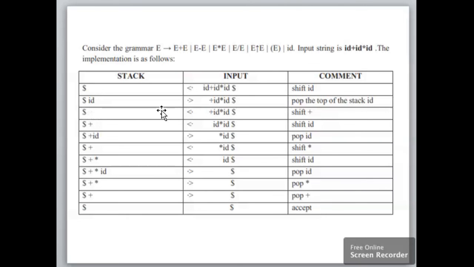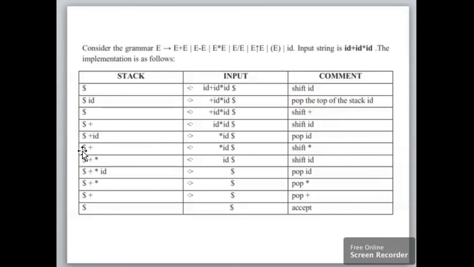So dollar compared with plus. Plus would be having a higher precedence. So again, shift plus. Now plus would be compared with ID. ID is having a higher precedence as per the table entry. So next step, ID would be shifted. Now ID would be compared with asterisk. So next step I find that ID is having a higher precedence. So obviously ID would now be reduced to E.